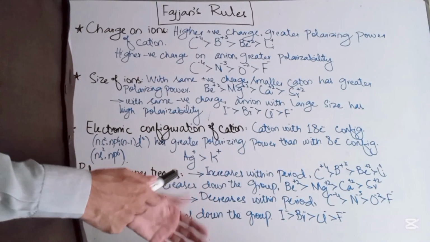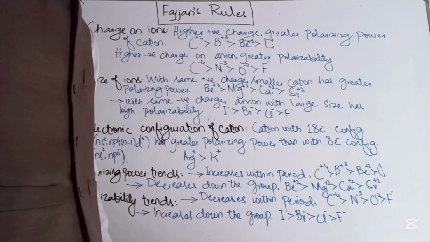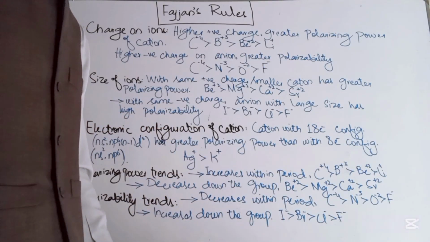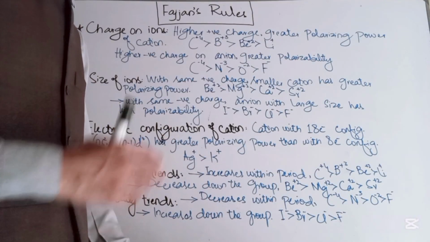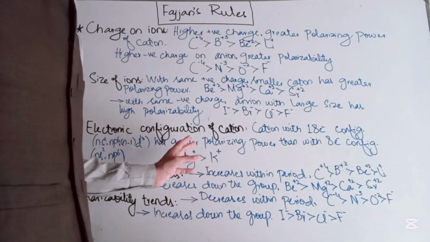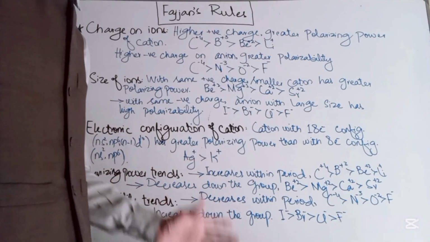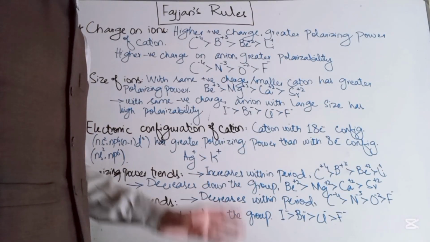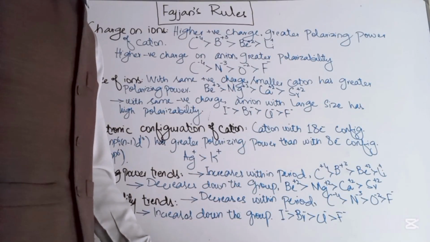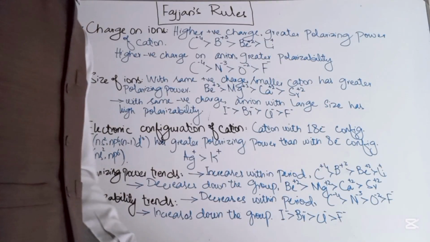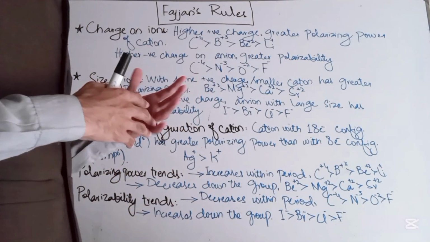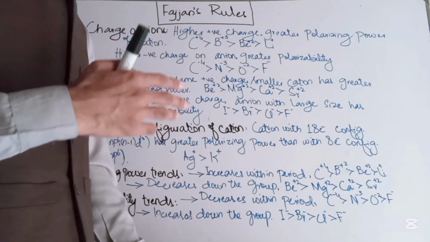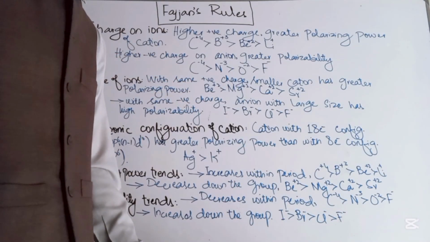Basically, in the previous lecture we discussed polarizing power, polarization and polarizability. If you have not watched that video, then go and watch it first, then come to this video so that you can have a better understanding of the factors affecting polarizability and polarizing power. Basically, Fajans rules are a set of rules discussing the factors affecting the polarizing power and the polarizability.